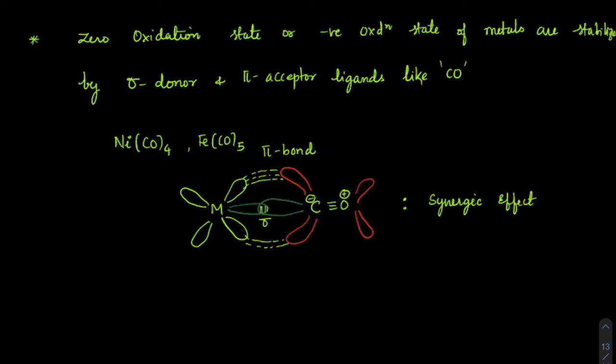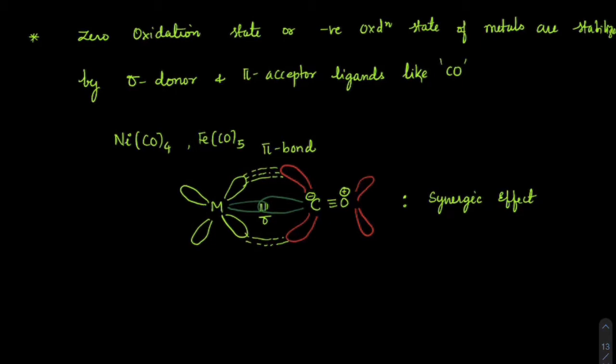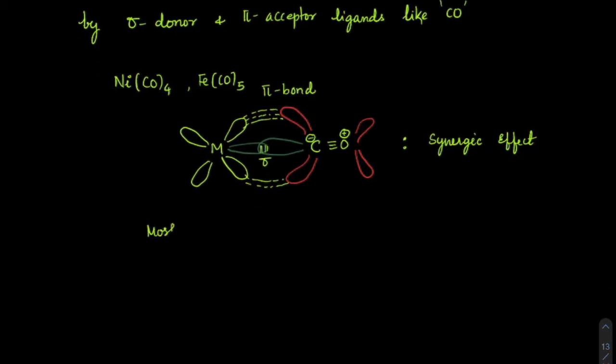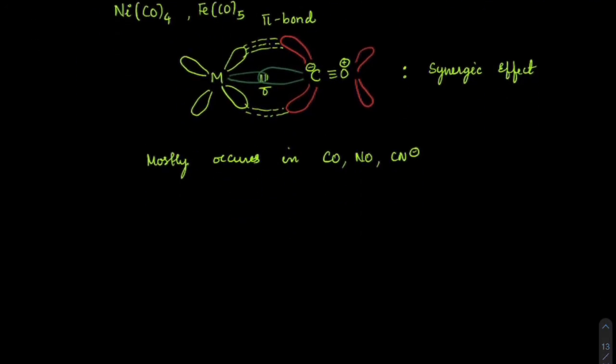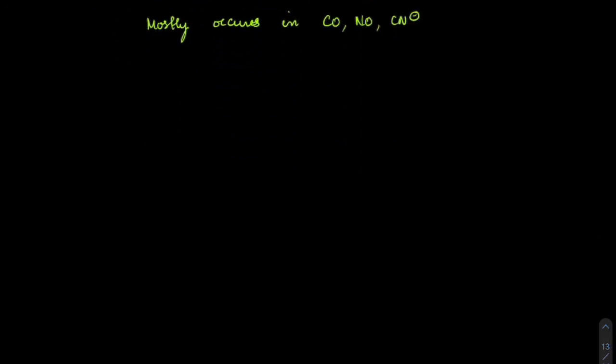Got it. Mostly it occurs in carbon monoxide, NO and CN minus. In these cases we will usually see this type of synergic bonding. Okay, so I guess you are clear with the oxidation states.